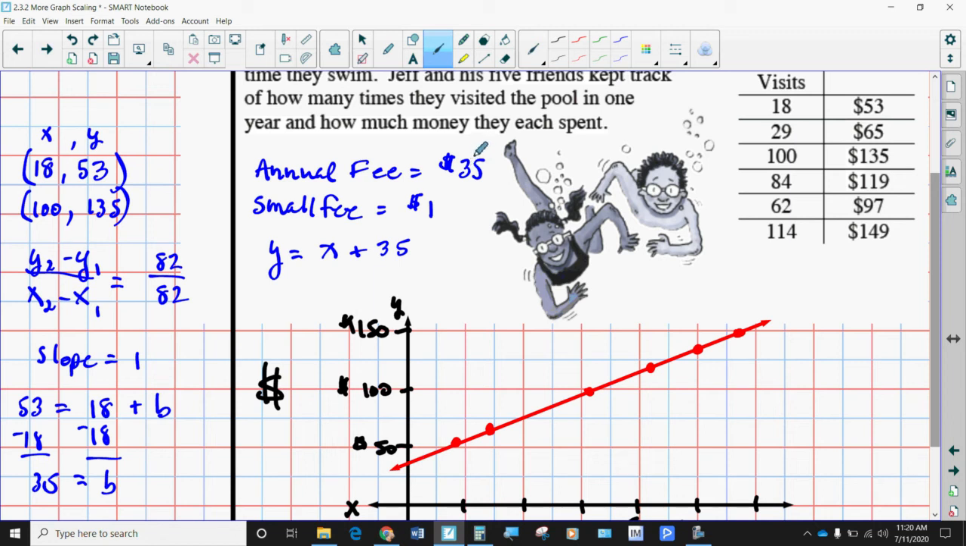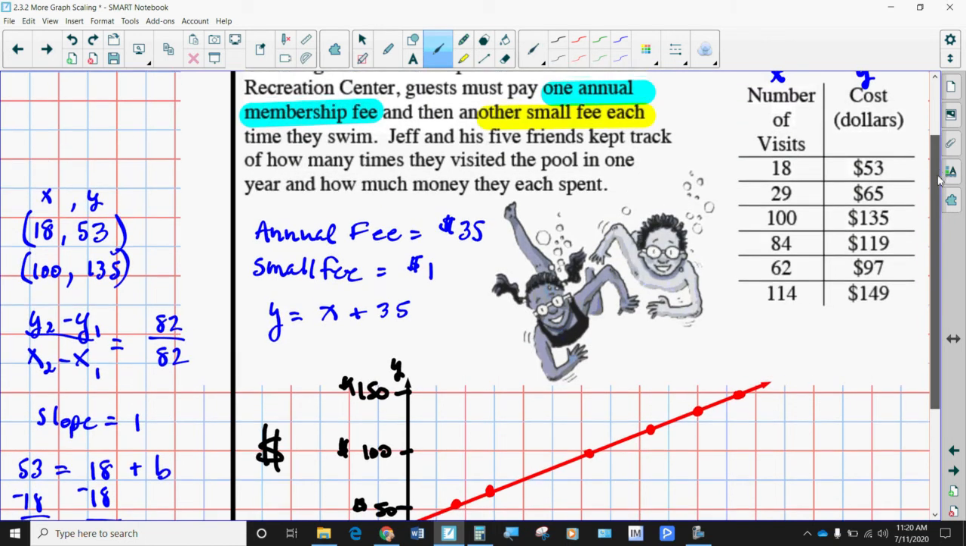So I can now confidently declare from this situation that it costs $35 per year, and every time they go swimming is $1. And this is the rule that applies there. Plug in any of these numbers for X, for the number of visits, that's going to be $1 per visit. So this person paid $18 worth of small fees for 18 visits, $100 worth of small fees for 100 visits, and so on, plus the 35 annual gives you the total amount that they have paid, okay?